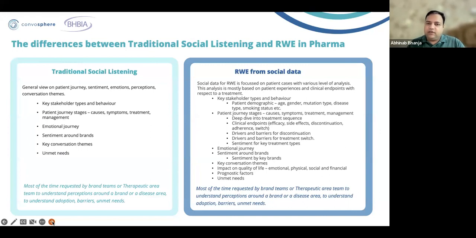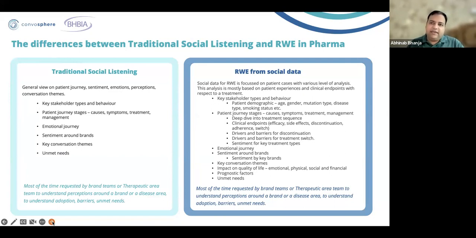We will look into the stakeholder type and behavior, but we'll also look at the demographics, like age, gender, mutation type, disease type, smoking status. We are looking into patient journey stages, but going deeper, and within each we look into, for example, treatment: the sequence, the clinical endpoints that people are talking about, and the drivers and barriers to discontinuation or switching behavior. All that leveling provides more details into how we map the patient category and segment. This is what we do in RWE, so we provide better detailing.